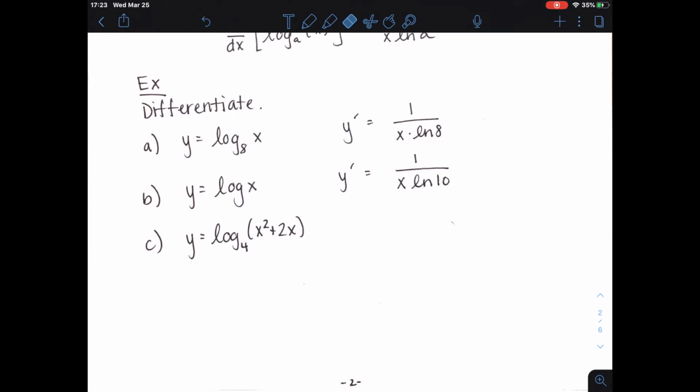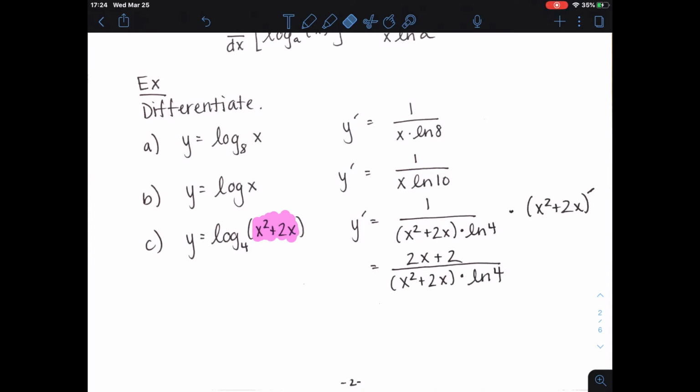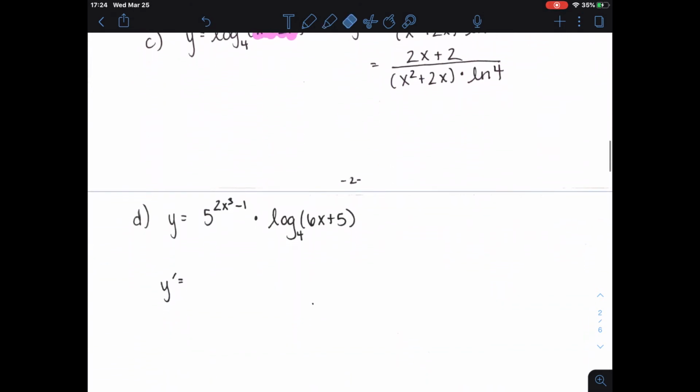Okay. And now here, if we spice it up a little bit, this is no longer just x inside, but when I go to differentiate it, same process, you get 1 over the inside function. You have to times it by the natural log of the base. And then chain rule tells you have to take the derivative of the inside as well. So you have to take the derivative of x squared plus 2x. So if you do that, derivative of x squared plus 2x is just 2x plus 2. So the derivative of this exponential function is this whole thing here. Okay. So let's try one more.